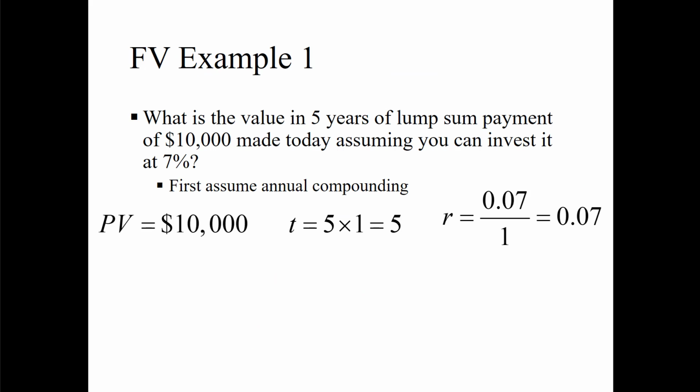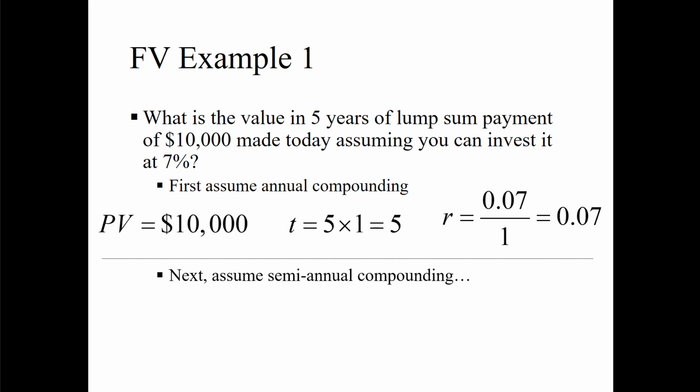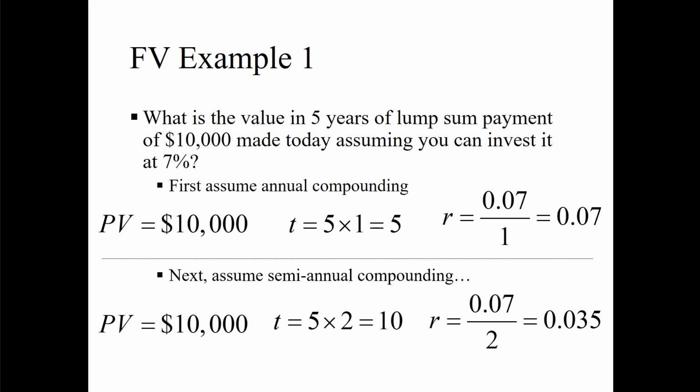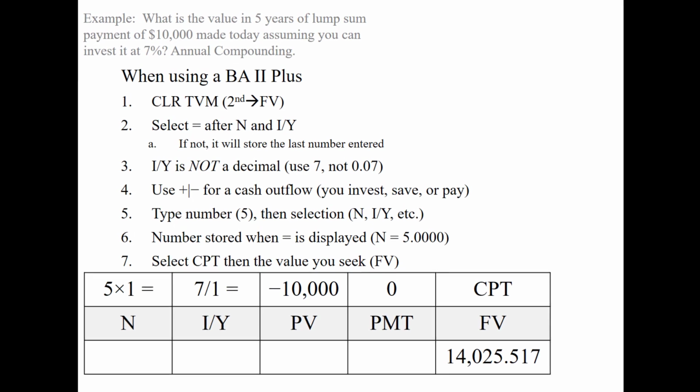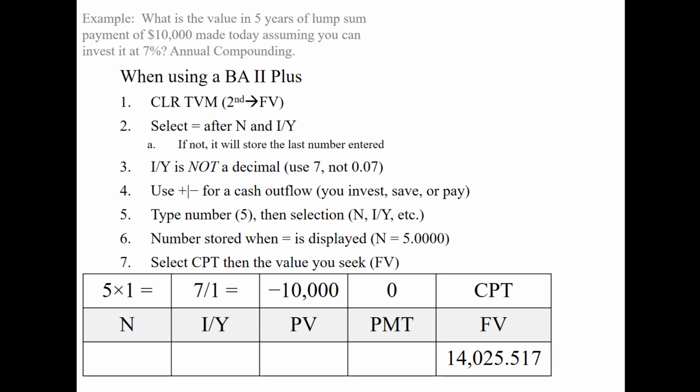So our first example is going to look at future value, and we want to know what the value is in 5 years of a lump sum or single payment of $10,000 made today, assuming you can invest it at 7%. First we're going to assume annual compounding, and then semi-annual compounding. So we'll see our formula inputs there. Here we see our calculator inputs, and we'll use our time value of money worksheet on our calculator in order to solve this problem.